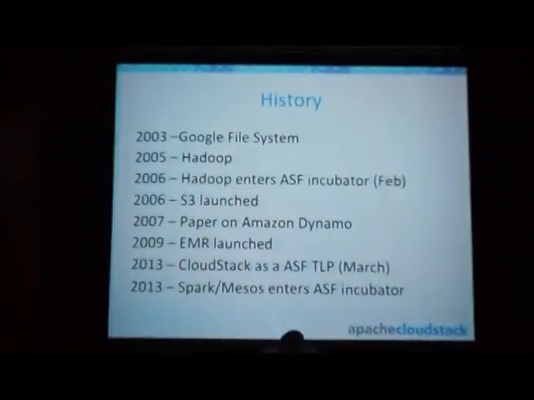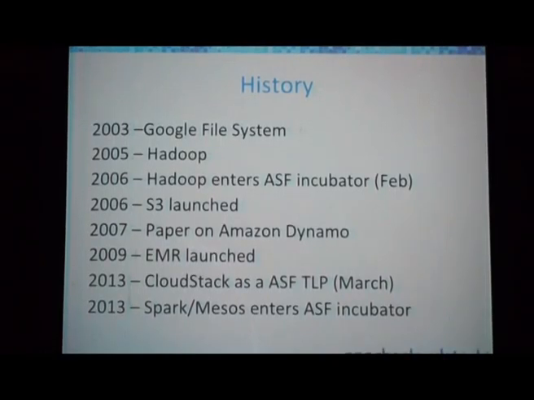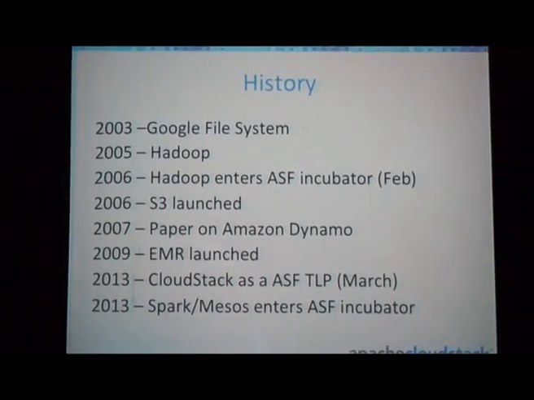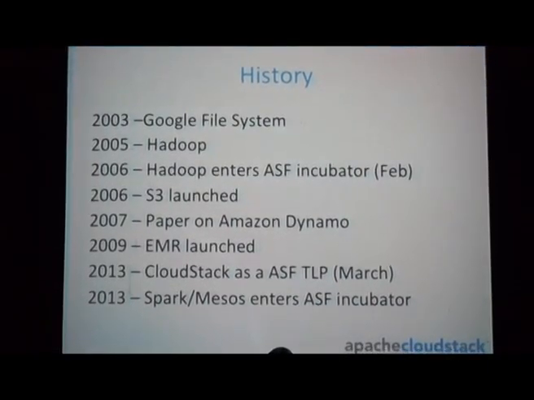And that's very strange to me because if we look at the history, big data actually came first. So big data should be ahead of cloud. So big data should be disillusioned, cloud should be at the peak. Google File System was 2003. Hadoop dates back to 2005, so Hadoop is 9 years old. Hadoop entered the ASF incubator, the Apache Software Foundation incubator, in 2006. CloudStack was made a top-level project at the ASF in 2013, so 7 years after Hadoop.